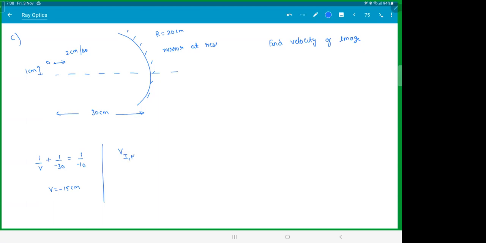Velocity of image with respect to mirror is minus v square by u square times velocity of object with respect to the mirror. This is minus 1 by 2 centimeter per second I cap, this gives you the horizontal component. Magnification is minus half. Okay. Now look at the vertical component here.